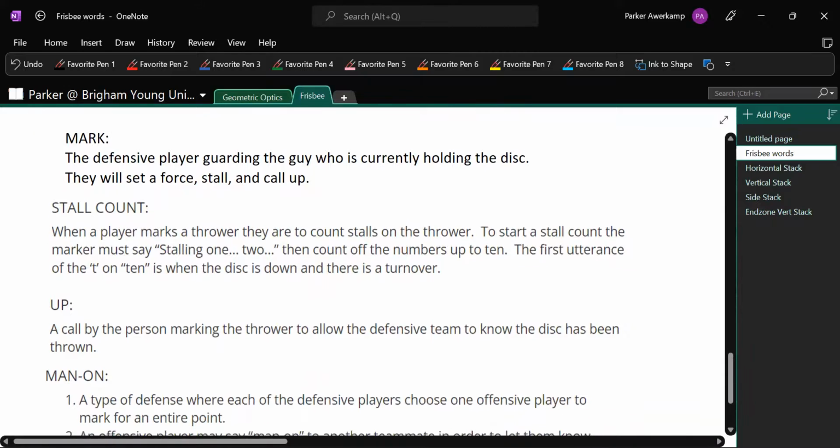Up is a word you should yell if you're the mark. So if you're guarding the person with the disc and they actually throw the disc, we call up or yell up so that the rest of the defenders know that the disc is in the air and can look for it and defend it.